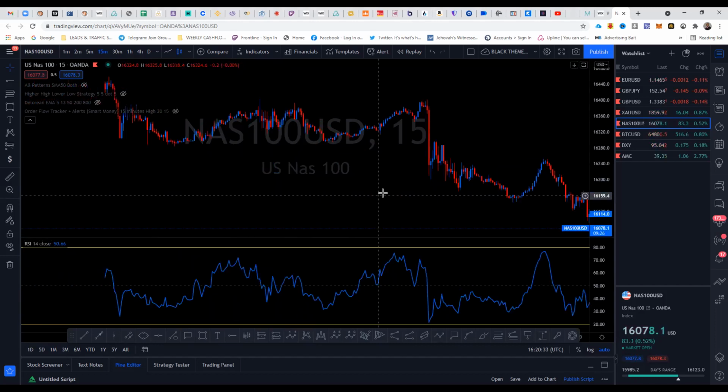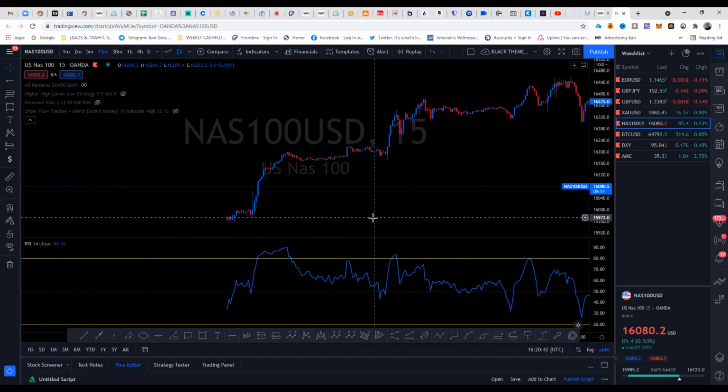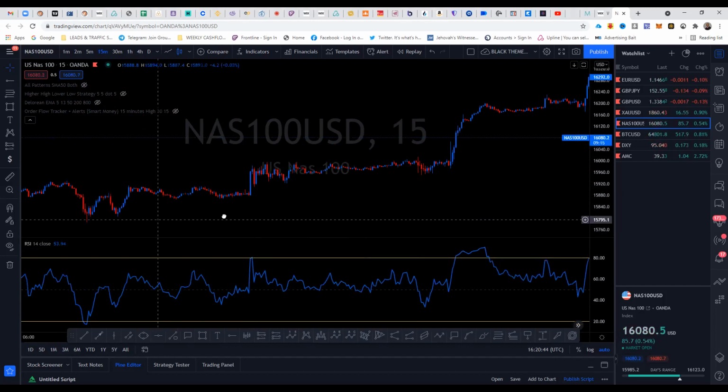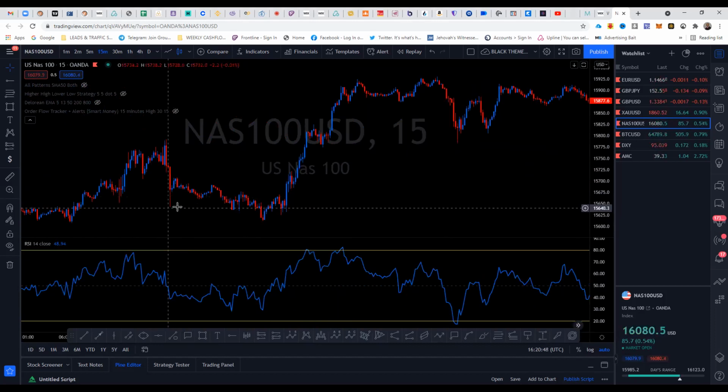Understanding institutional trading, as far as imbalances and order blocks, is really the key to taking your trading to the next level, because that's when the banks are actually making their moves. And when they move, so to speak, that's where you're going to get the best consistent moves in the market and trades.